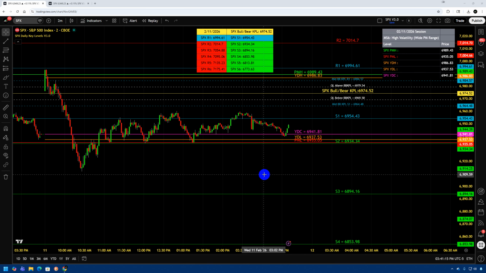Expected volatility and range. For example, market scenario 1, inside yesterday's range, signals lower volatility, mean reverting conditions. Market scenario 6, high volatility, wide pre-market range, warns of high volatility and whipsaw risk. And you can adjust your position sizing, stop losses, and profit targets based on the expected high volatility profile.